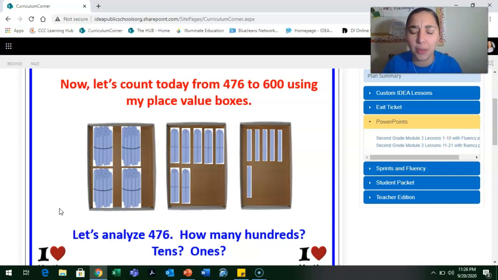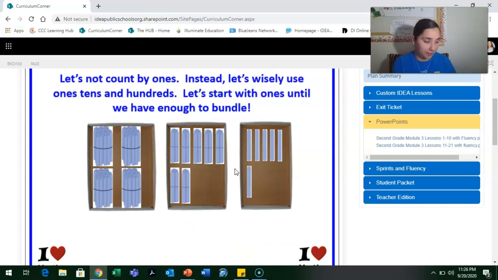How many tens do you see, boys and girls? Yes, 7 tens. How many ones do you see? Yes, 6 ones. Now, boys and girls, we want to count from the number 476 to the number 600.